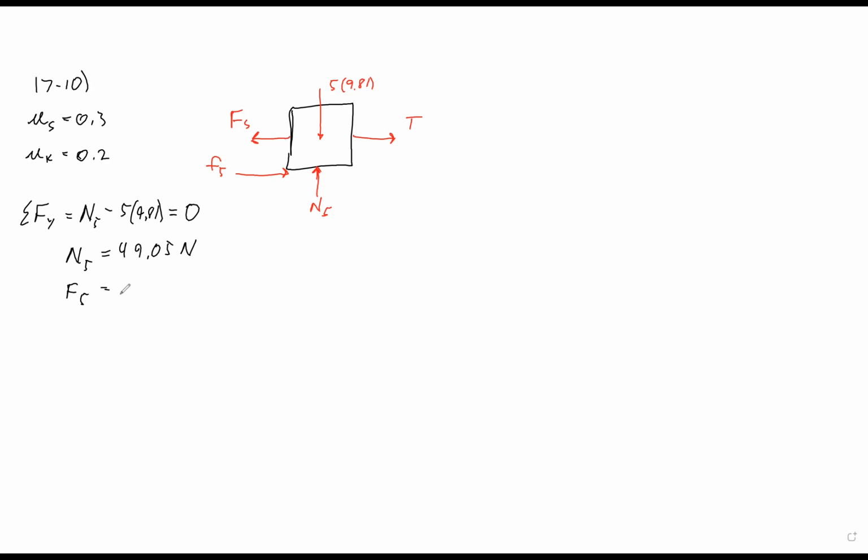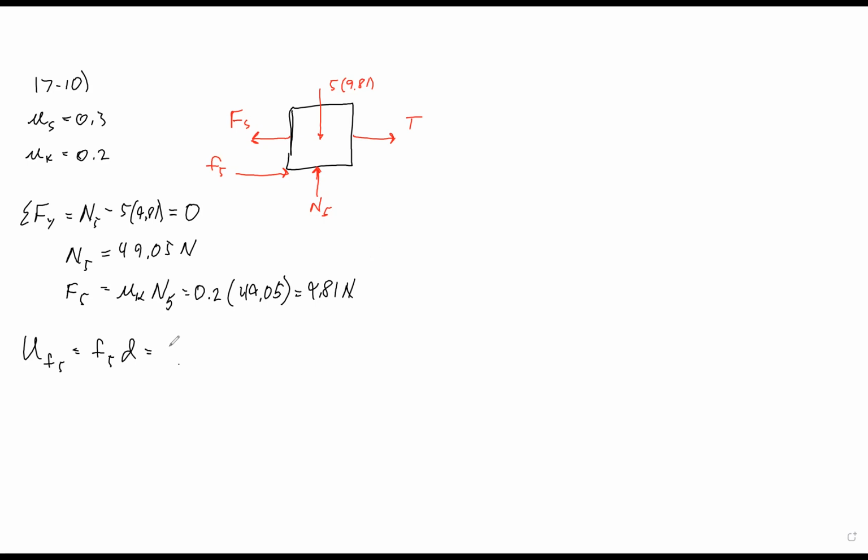Okay, and then that allows us to calculate the frictional force as the kinetic coefficient of friction times the normal force, which is equal to 0.2 times 49.05, and that equals 9.81 newtons. So now we can calculate the work done by the frictional force. The work of the frictional force of the 5 kilogram block is equal to the frictional force of the 5 kilogram block times the distance.